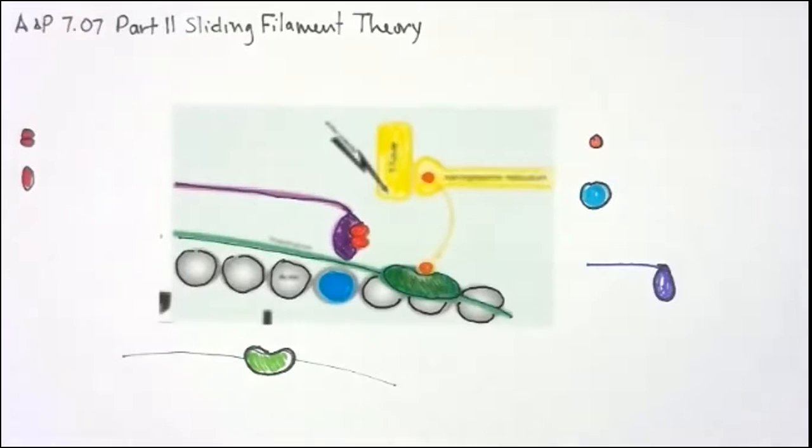Hi guys, welcome to part two of Anatomy Physiology lesson 7.07 on the sliding filament theory. Before we start talking about the specific steps after calcium leaves the sarcoplasmic reticulum, I want to make sure you know what parts of the diagram we're going to be using, and it's going to require a little bit of review.